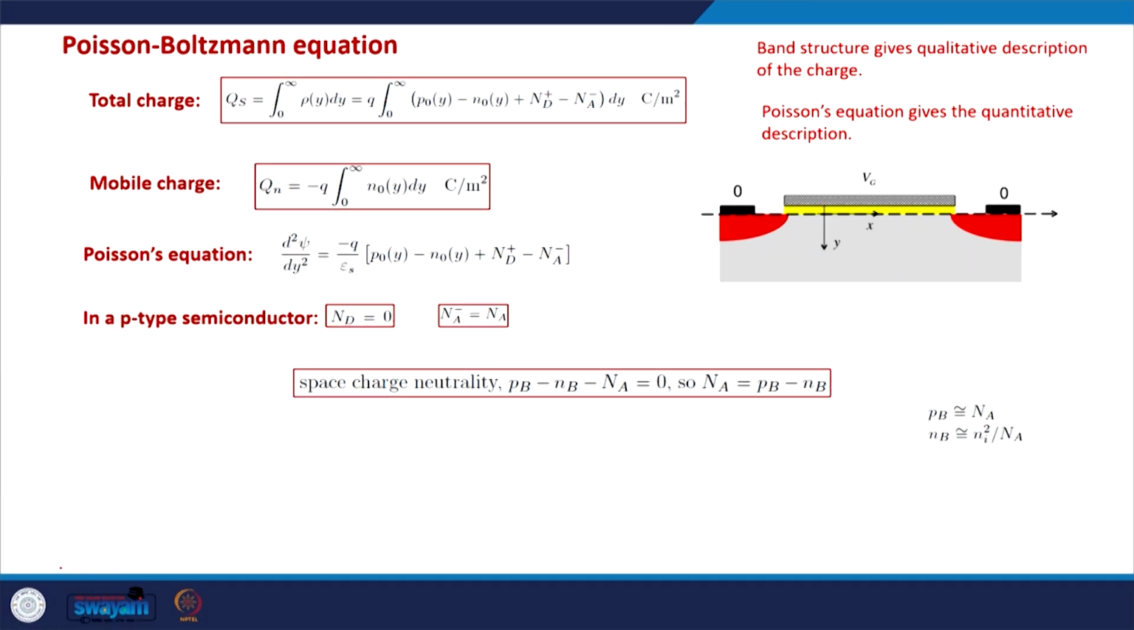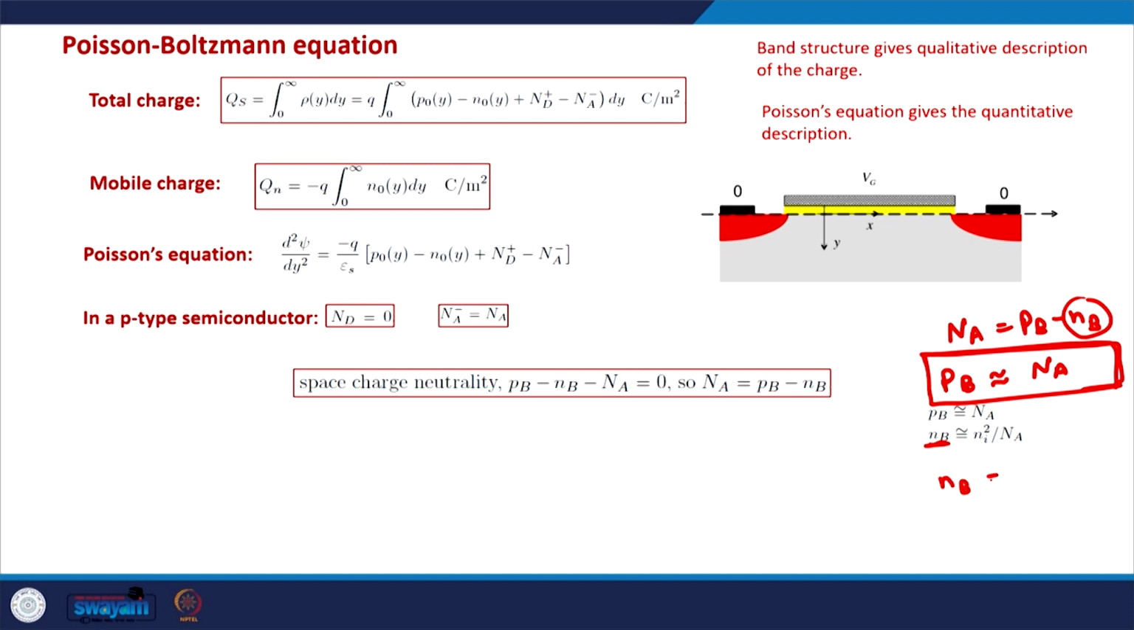But generally in a p-type material what happens is, this Na turns out to be Pb minus Nb, but Nb is extremely small as compared to the Pb value. So it can be assumed with reasonable accuracy that Pb is almost equal to Na. So the number of holes in the bulk of the semiconductor is equal to the number of acceptor atoms in the semiconductor, and this Nb, which is the number of electrons, will be given by this relationship from carrier statistics. So this will be Ni square divided by Na. Okay. So Nb is the number of electrons in the bulk, or the electron density in the bulk. Pb is the hole density in the bulk. It is equal to the number of acceptor atoms, and Nb is Ni square by Na.